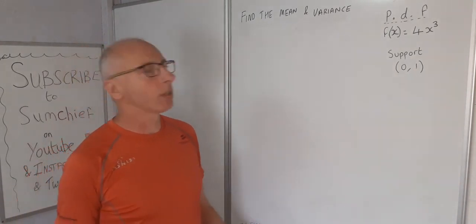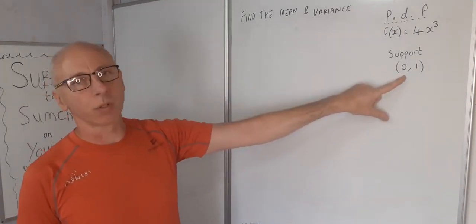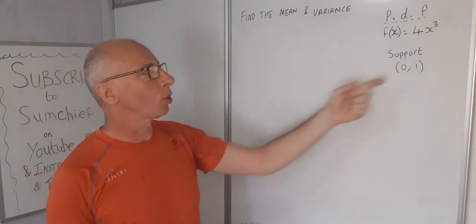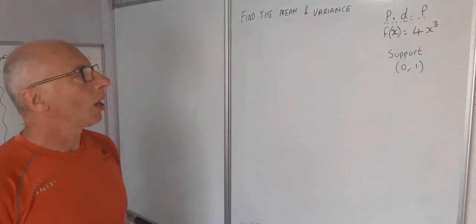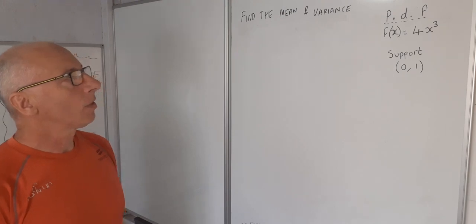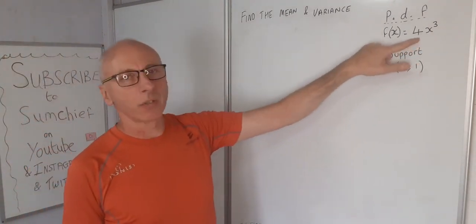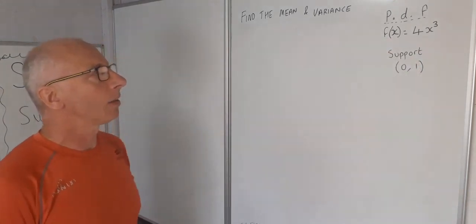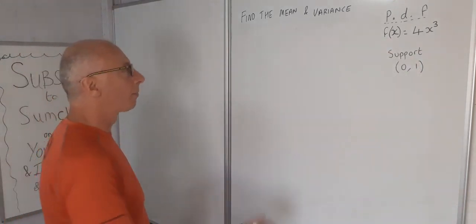And it's a continuous function as well. So it's not 0 or 1, it's 0 and 1. It can take any value between there. Okay, so first of all, we might want to check that this function here is actually a valid PDF. Now, there's a way in which we can do that.